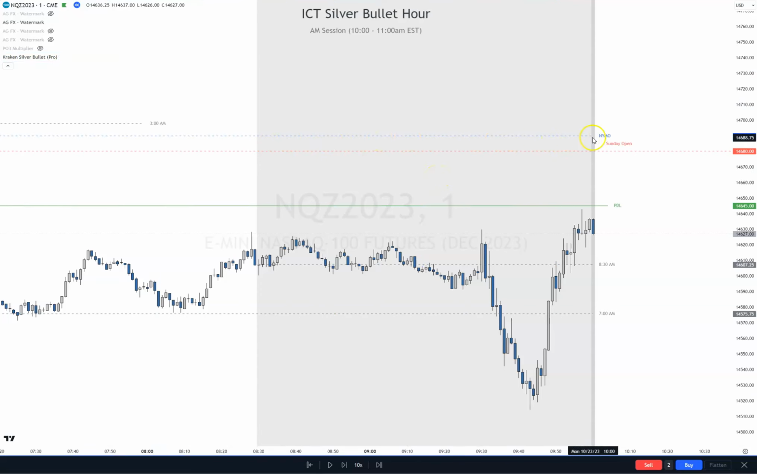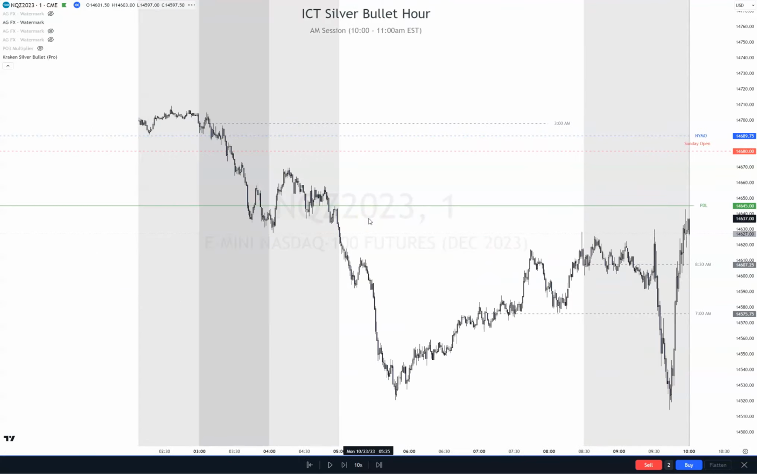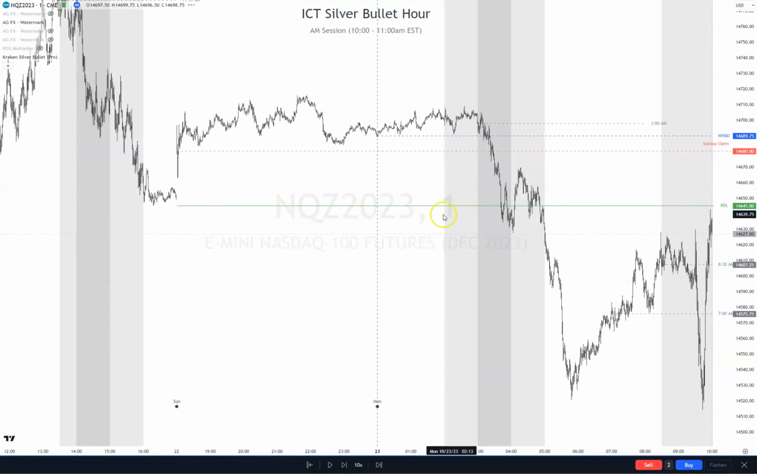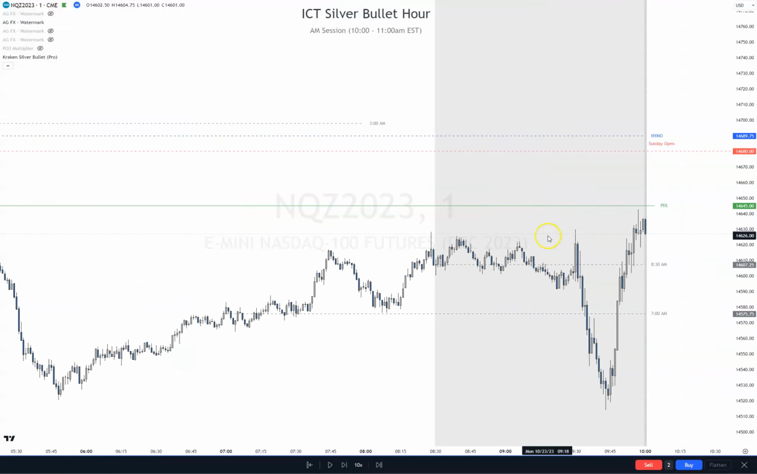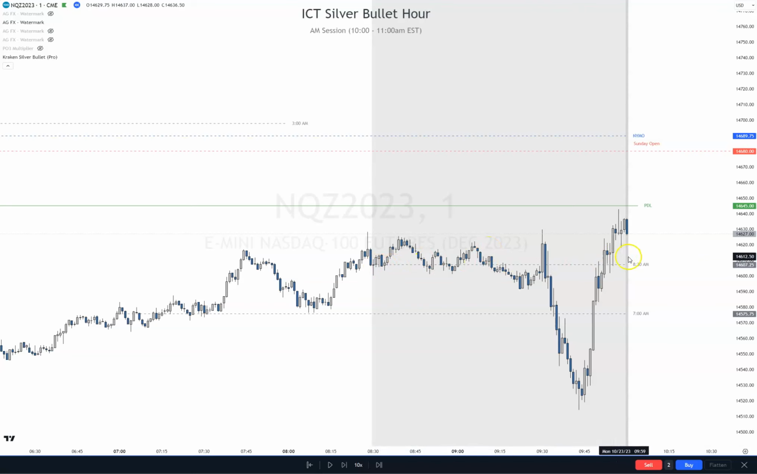Here's the New York Midnight Open, and this red dashed line is the Sunday Open. And we have previous daily low, which as you can see has already been taken out, so I can actually take that line off. We have the 8:30 opening price, and then we have the 7 a.m. opening price. This dark gray line here starts the silver bullet hour, and then the shaded area is the start of the New York AM Killzone.